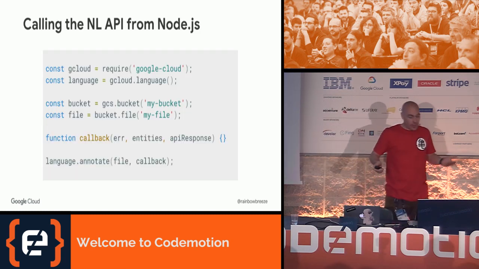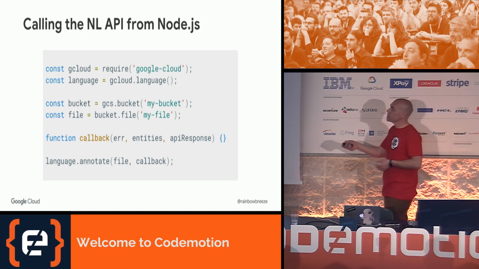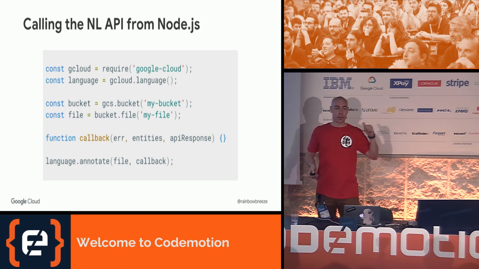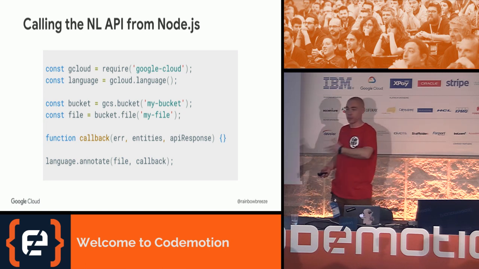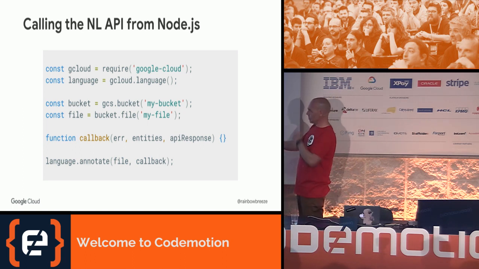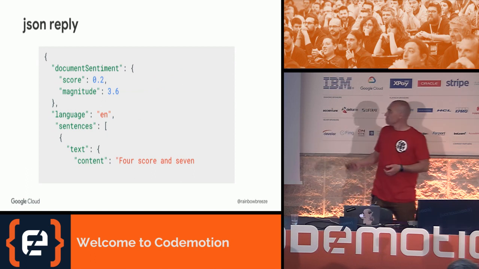Calling this API, again, is super, super simple. You initiate, again, your objects. In this case, the data is in a Google Cloud Storage bucket, but because it's a simple text, you can even pass your data directly in the API. And you define a callback, and you call the annotate function. What is the reply? This one.